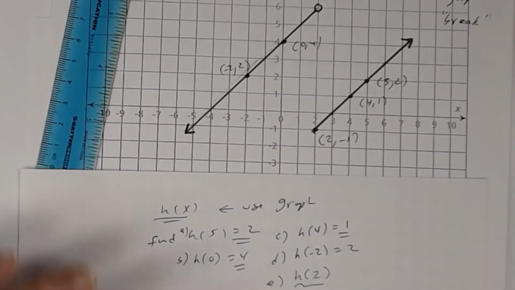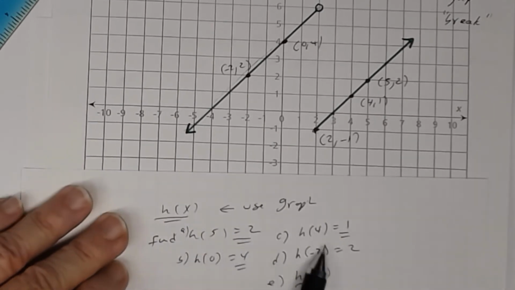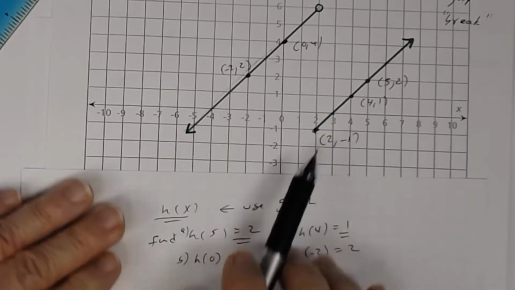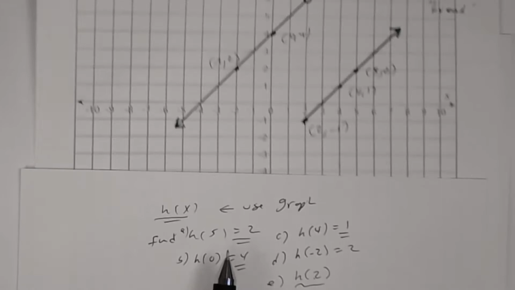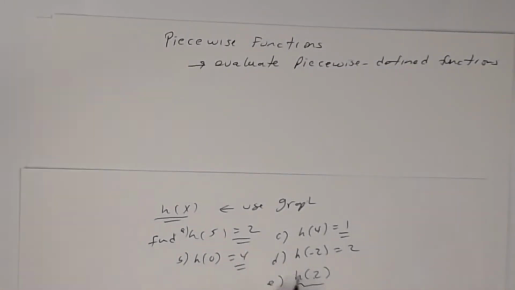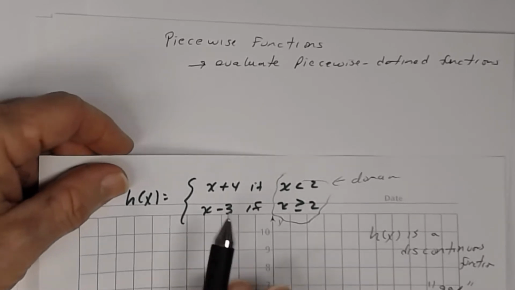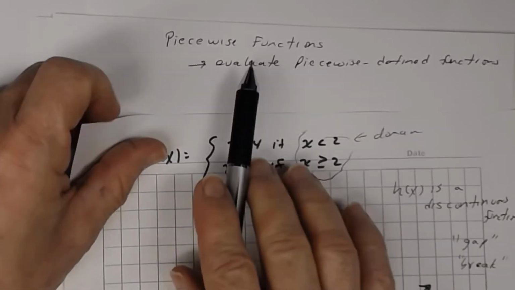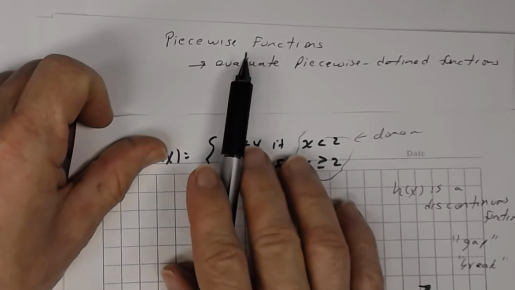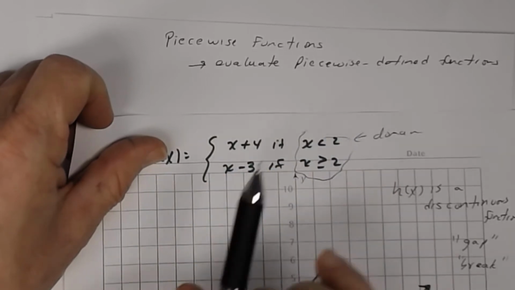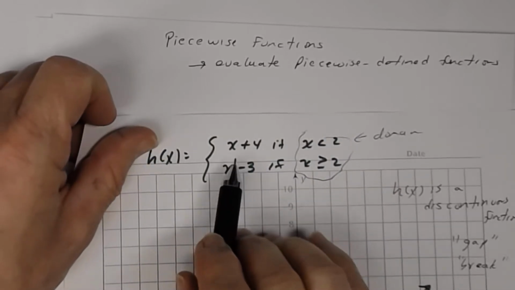All right. Now, remember, we found this using this graph. What I want to do now is do the same problems, but use the function instead. All right, so this is where you've got to listen now. So this is our objective. The objective for this lesson is to evaluate piecewise defined functions given the function.